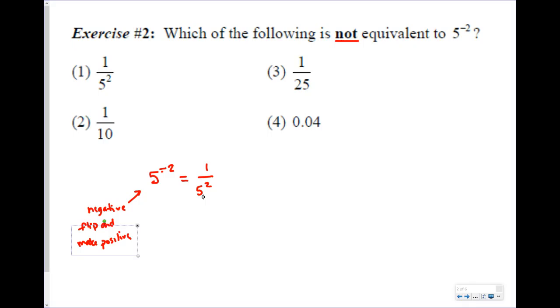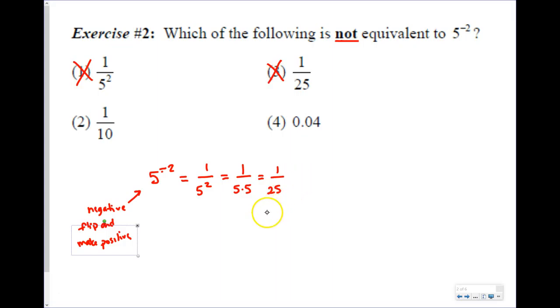Well, that matches number 1. So I know it can't be number 1, because we're looking for what's not equivalent. I've just discovered that that's equivalent. But I can simplify this again and say this is 1 over 5 times 5. I don't see that in my answer choices, so I'm going to keep going. 5 times 5 is 25. Well, that eliminates answer choice number 3.